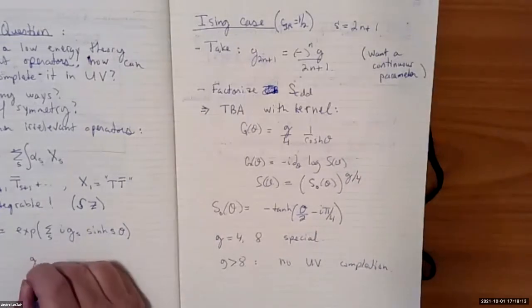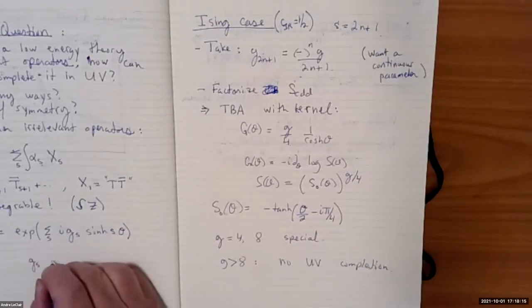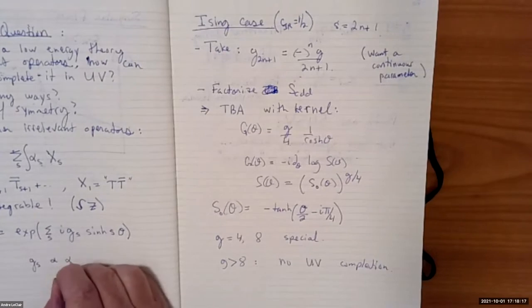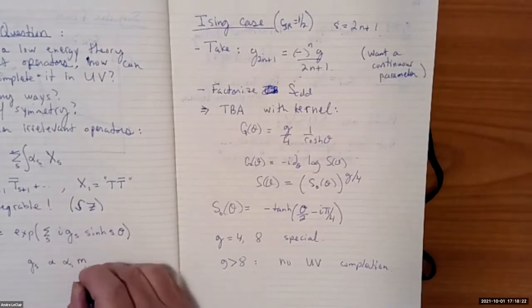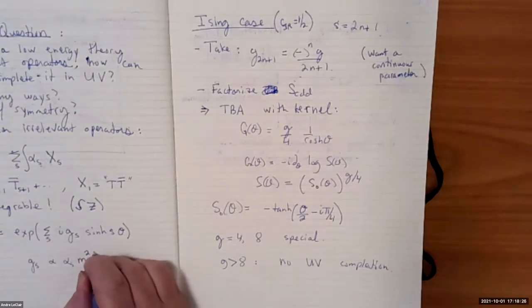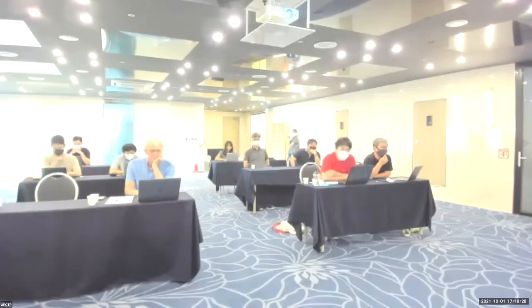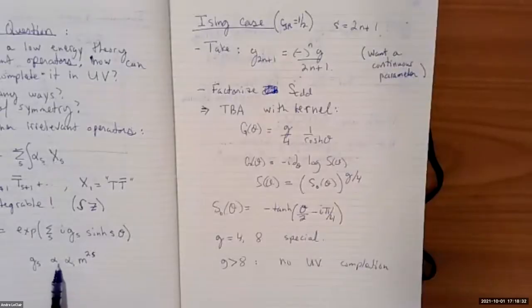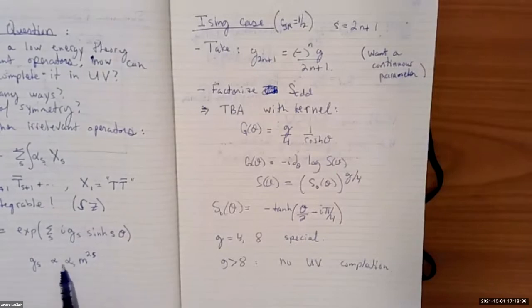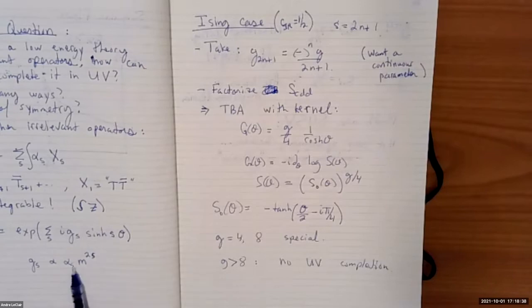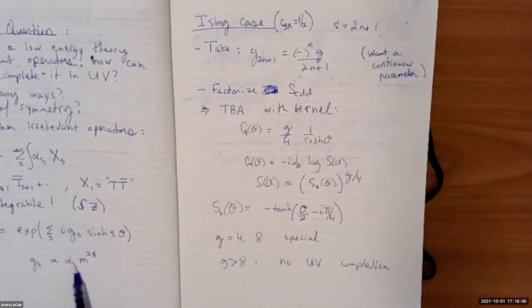Yeah. By dimensional analysis, GS has to be proportional to alpha S times M to the 2S, I guess. There's a constant of proportionality there, which we're going to fix. But these G's are dimensionless. You have all these irrelevant perturbations, so you know the dimension of alpha S.